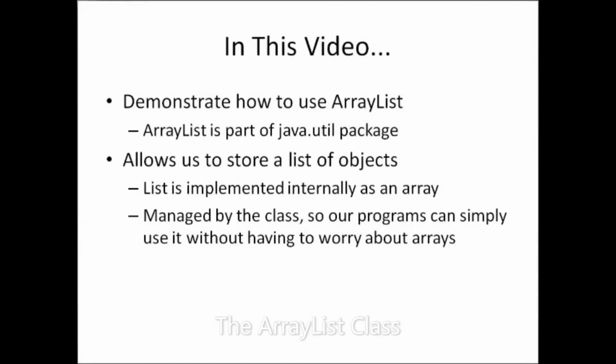So previously if we wanted a set of objects, we'd need to create an array. The big problem with arrays is they're a fixed size. So if we declare an array of size 10, that means we can only store 10 objects without having to create a new, bigger array to replace our previous one. Now, ArrayList hides all that from us.